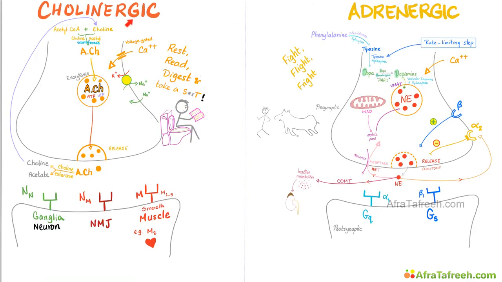Some fibers are cholinergic, they secrete acetylcholine. Others are adrenergic, they secrete noradrenaline or norepinephrine. Let's talk about acetylcholine. It has three options. It can work on N sub N, you find this in ganglia, or N sub M, you find this at the neuromuscular junction on skeletal muscles, or it can bind to muscarinic receptors, you find this on smooth muscles and cardiac muscle.